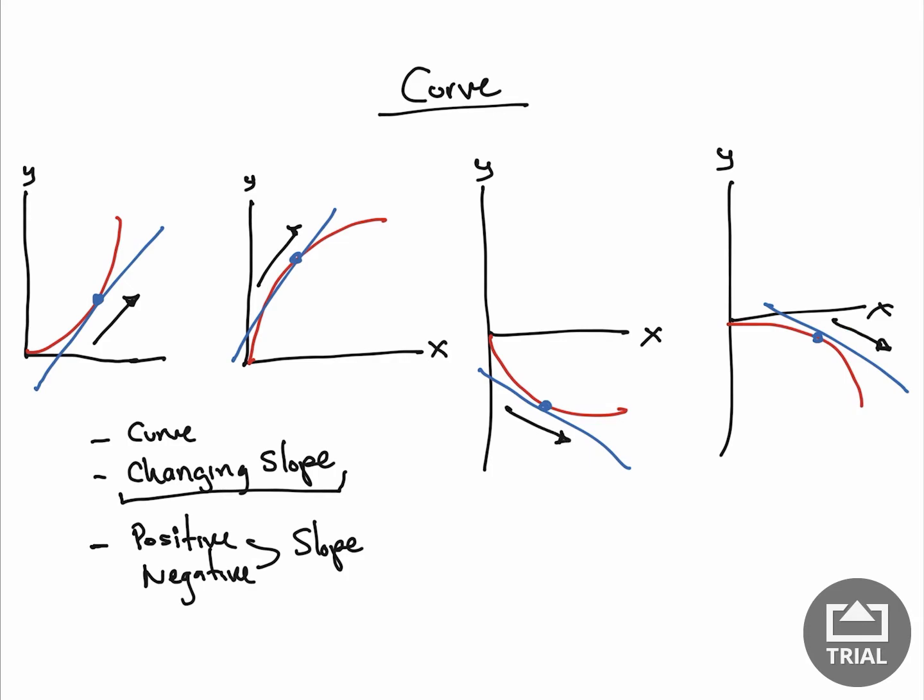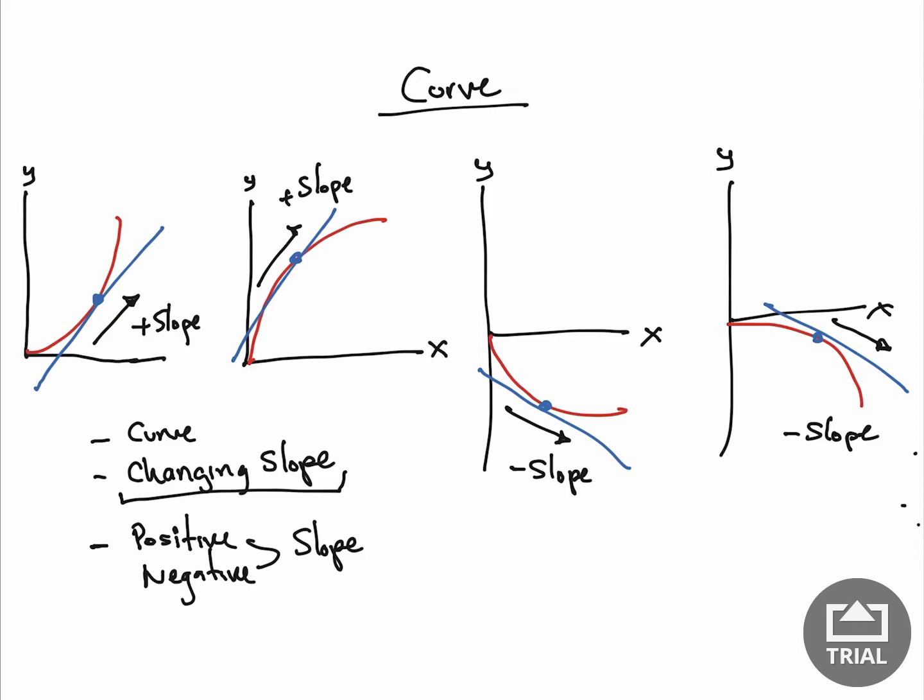So when the line goes up, you have a positive slope. When the line is going down, you have a negative slope. So that's one thing that you guys already got out of the way.